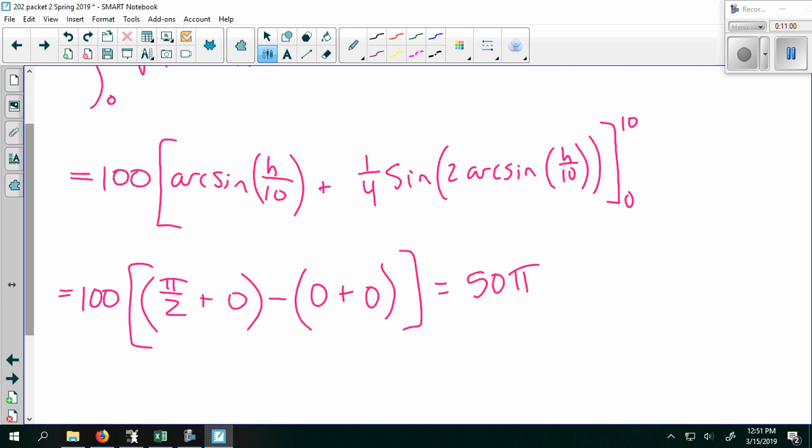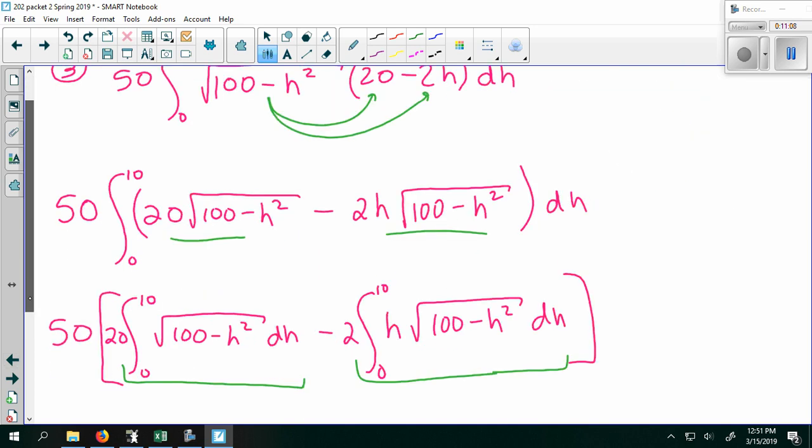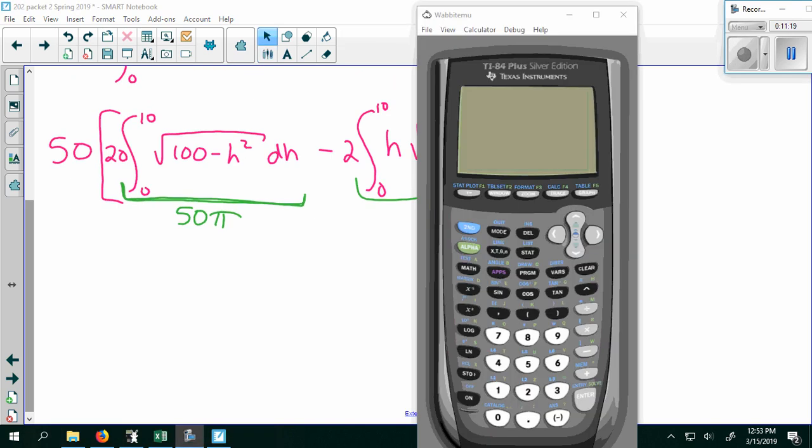And that is not the answer to the question. This was a small piece of a much larger integral. So I'm going to go back and back. This green underline, I believe, is 50 pi. Okay, before I move on and start trying to calculate the other integral, I want to check.